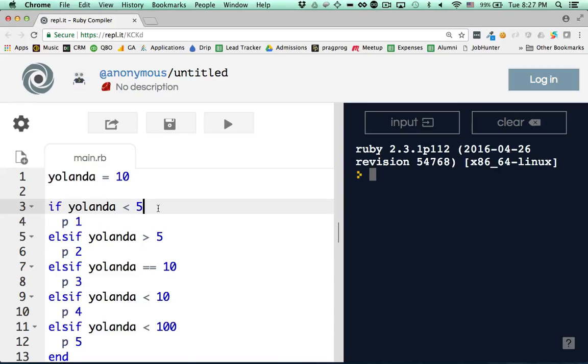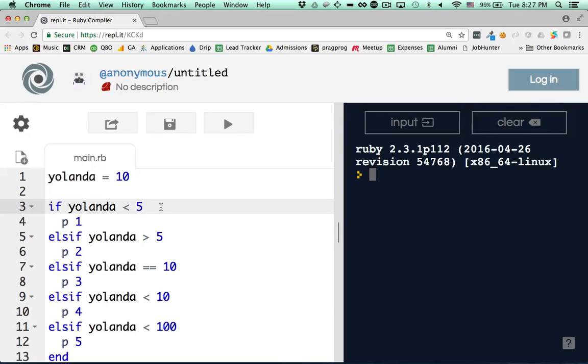If Yolanda is less than 5, print 1. Else if Yolanda is greater than 5, print 2. Else if Yolanda is 10, print 3. Else if Yolanda is less than 10, print 4. Else if Yolanda is less than 100, print 5. What's tricky here is that sometimes more than one of these conditions seems to be applicable. So let's walk through this and see what we think Ruby might do. We know in this example Yolanda is 10, right?